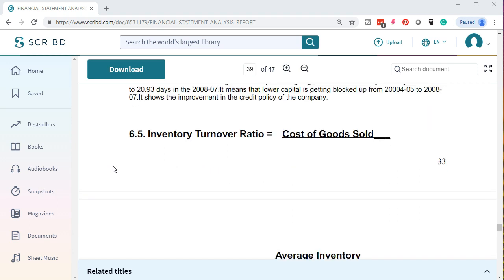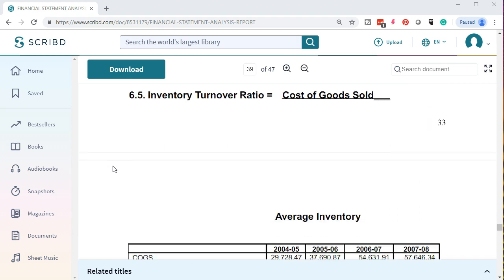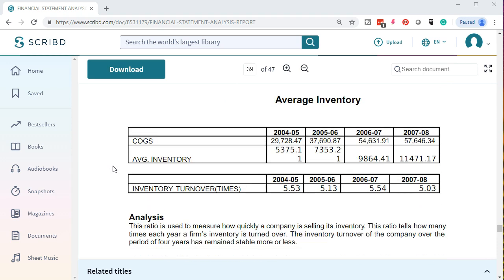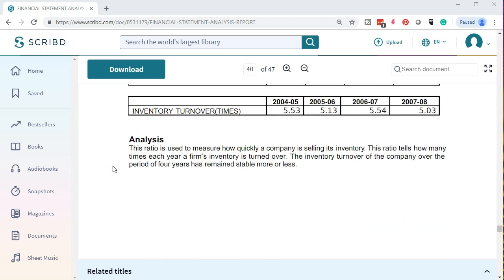Then we have the inventory turnover ratio, cost of goods sold divided by the average inventory. There's our information. Going down to the analysis: this ratio is used to measure how quickly a company is selling its inventory. This ratio tells how many times each year a firm's inventory is turned over. The inventory turnover of the company over the period of 4 years has remained stable, more or less.